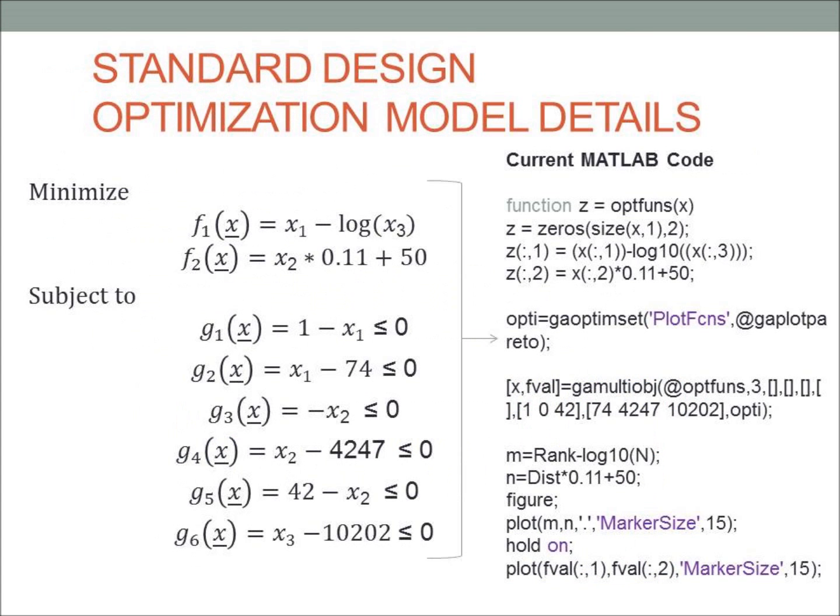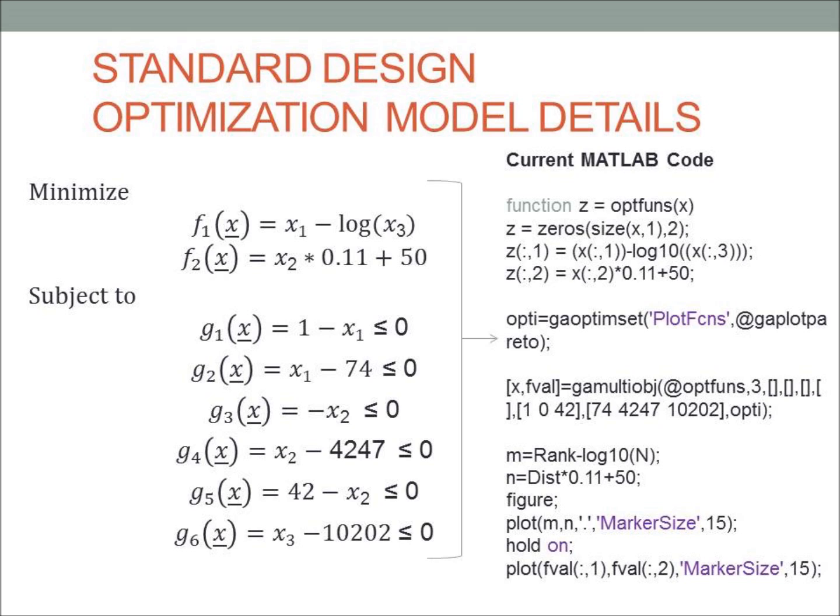The details of the standard design optimization model are shown. Function 1 includes the rank minus log of the number of students in the engineering program. This log function was used because the number of students in the engineering programs range from 42 to 10,202, and it's important that the number of students does not outweigh the rank and quality of the school. The second objective function was found from looking at the cost of travel through airlines, and the cost per mile is roughly 11 cents with a baseline fee of $50.